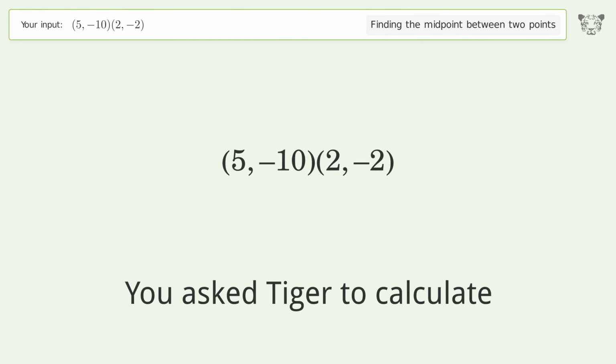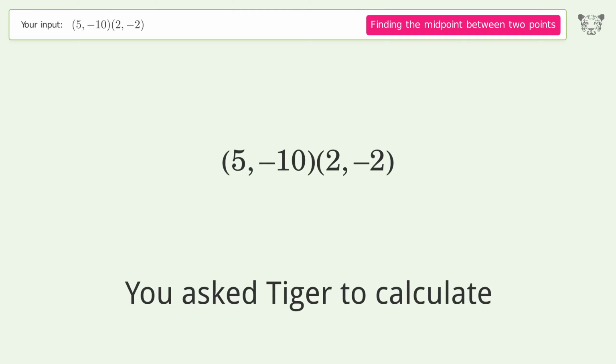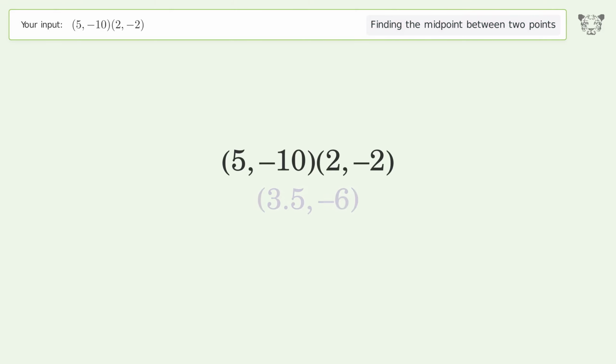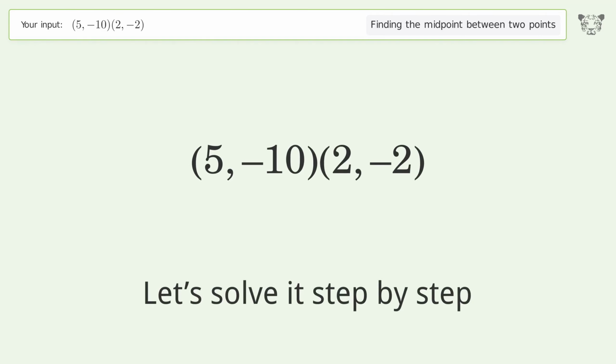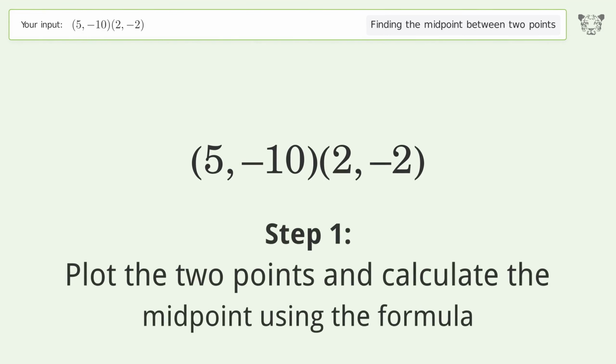You ask Tiger to calculate. This deals with finding the midpoint between 2 points. The midpoint between the 2 points is 3.5, -6. Let's solve it step by step. Plot the 2 points and calculate the midpoint using the formula.